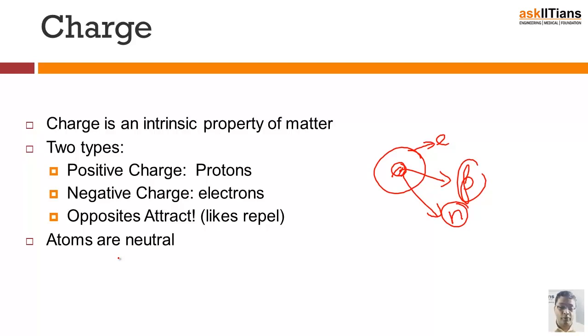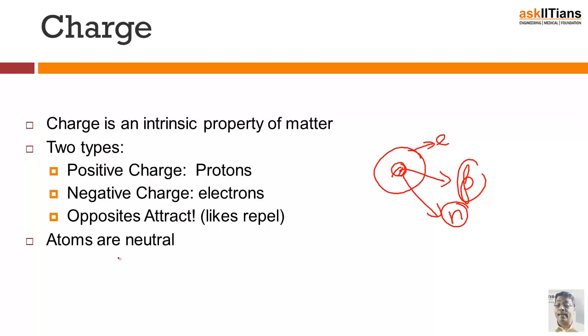Because of this reason, we always define the charges, whether positive or negative, in terms of electrons only, because the protons are not going to be transferred. Electrons are the lightest. They have a mass of the order of 9.1 into 10 raised to the power minus 31 kg. Protons are of the order of 1.67 into 10 raised to the power minus 27.